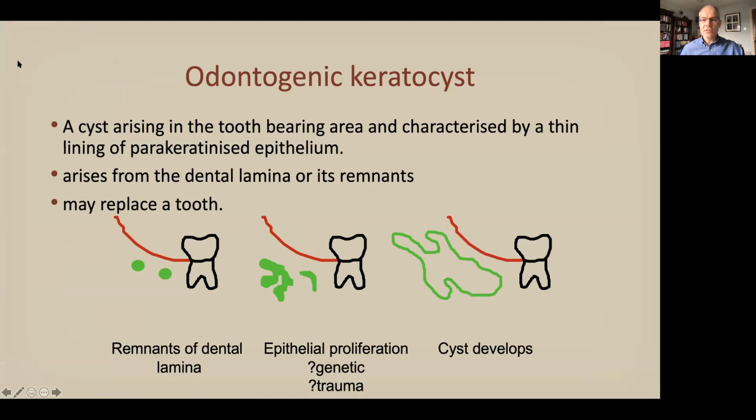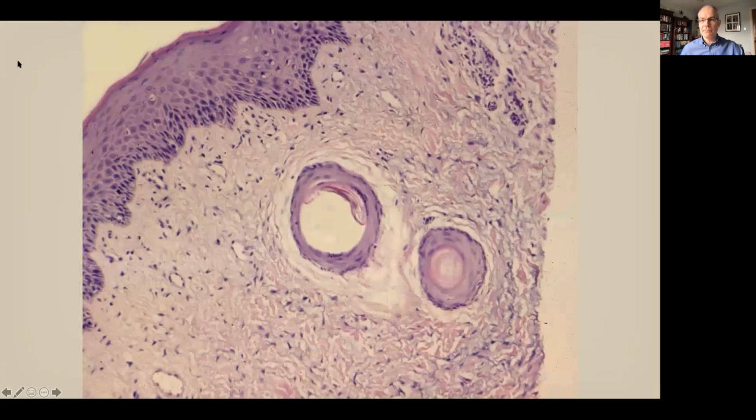The odontogenic keratocyst arises within the tooth-bearing area and has this characteristic lining as we've seen. It may replace a tooth, and it probably arises from remnants of the dental lamina, although there is very little evidence as to what may start the proliferation process. Sometimes in the retromolar area we will see little keratinous remnants of the dental lamina like this and wonder whether this is the sort of lesion in which odontogenic keratocyst starts to develop.